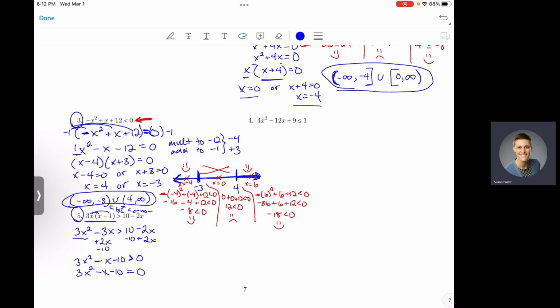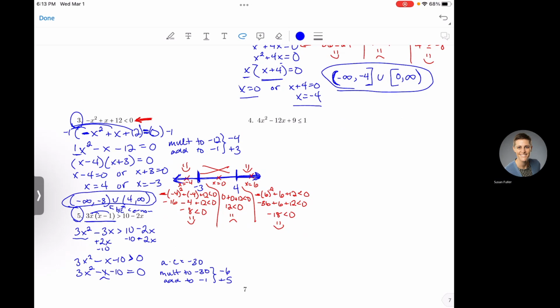I'm going to solve that first. So I'm going to try factoring. We'll see if this factors. I'm going to do a times c here. 3 times negative 10 is negative 30. So I need two numbers that multiply to negative 30 and add to negative 1. Those two numbers are negative 6 and positive 5. So I can go ahead and split my middle term here. And again, I have to split my middle term here, whereas I didn't up at the top in number 3, because in number 3, my a value was 1.